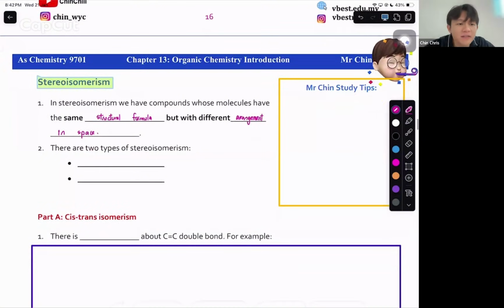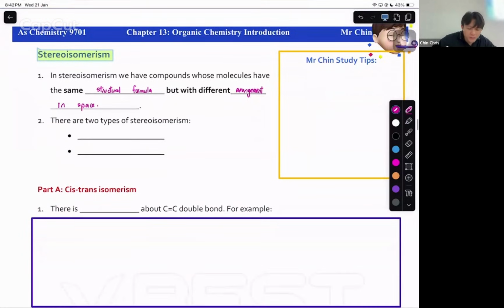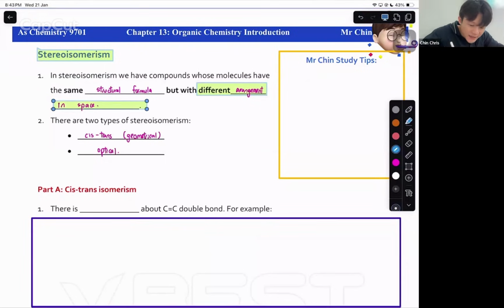So guys, remember, these have the same structural formula, but different arrangement in space. There are two different types of stereoisomerism. We have cis-trans, which is also known as geometrical, and we have optical. If you don't want to write arrangement in space, I can also write it as spatial arrangement.